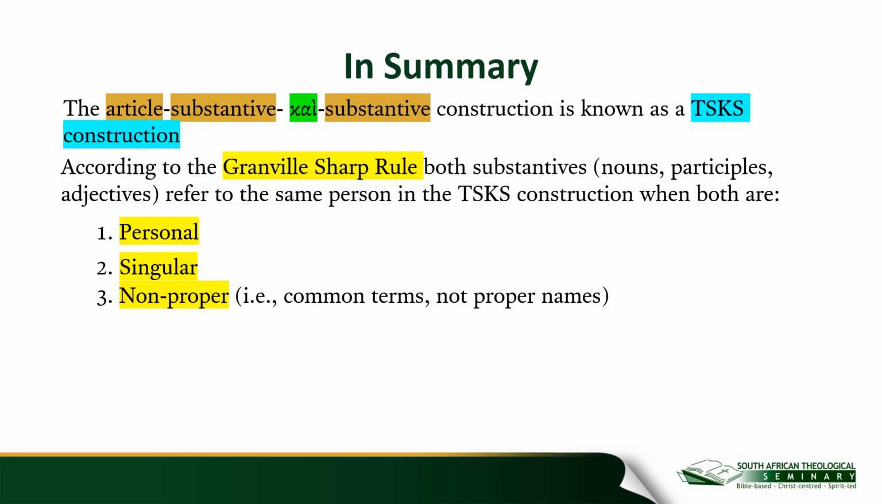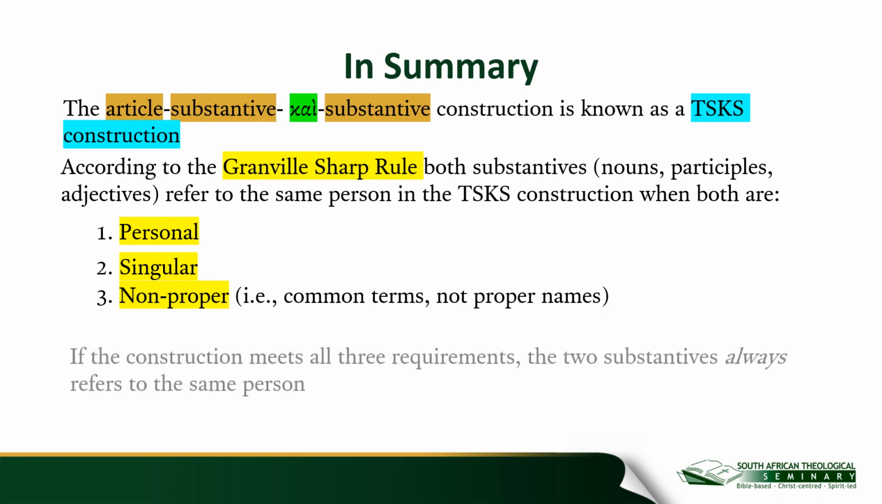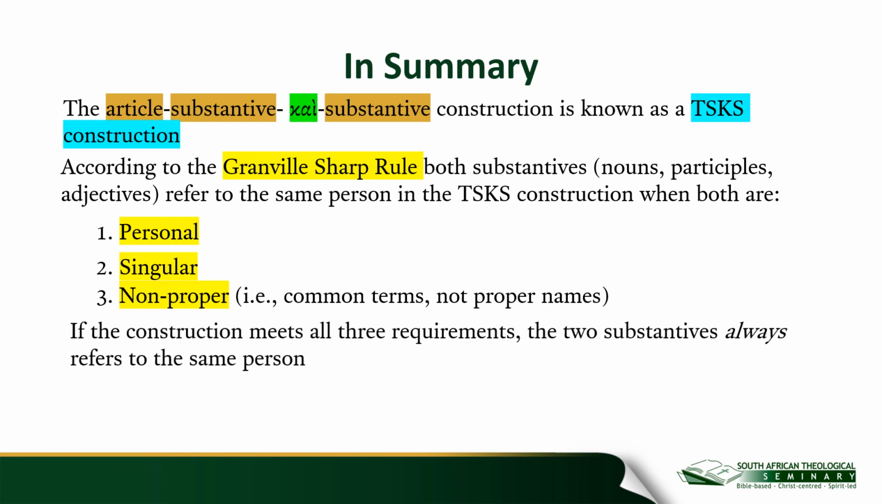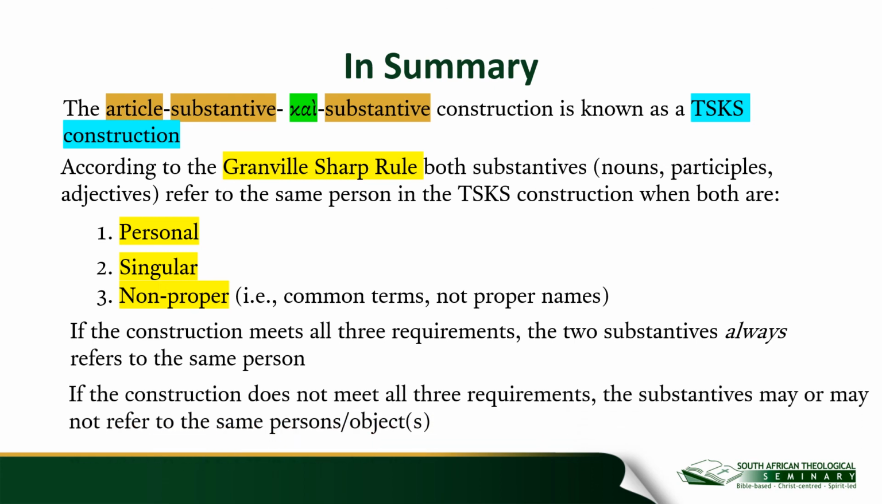In other words, they should be common terms, not proper names. If the construction meets all three requirements, then the two substantives will always refer to the same person. If they don't meet all three requirements, then they may or may not refer to the same persons or the same objects.